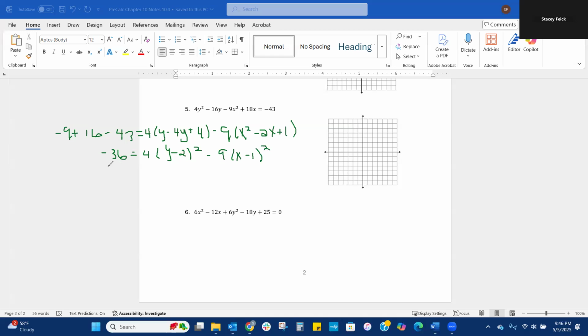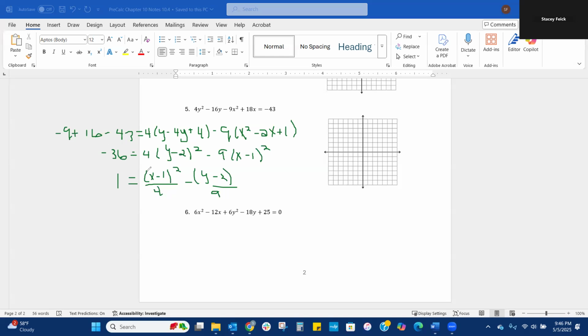Again, we can divide by -36 so that we end up with 1, and I'm going to swap these since the negative is going to switch. So we're going to put the x squared first. So it's going to be x minus 1 quantity squared, and we end up with 4 on the bottom. And the y becomes negative, so it's going to be y minus 2 quantity squared divided by 9.